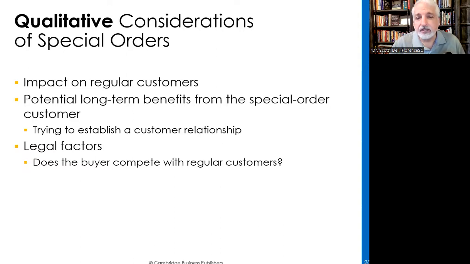So what's the impact on your regular customers? Got to take that into consideration. What's the potential long-term benefit from a special order customer? Are they going to buy more stuff? Are you building a rapport and relationship with a new customer or a new distribution channel? If you're selling Heinz ketchup in Brazil from the US, maybe you're not going to cannibalize your US sales. Are you trying to break into a new market? And then there are legal factors. Does a buyer compete with regular customers? And we have to consider that cannibalization as we go.